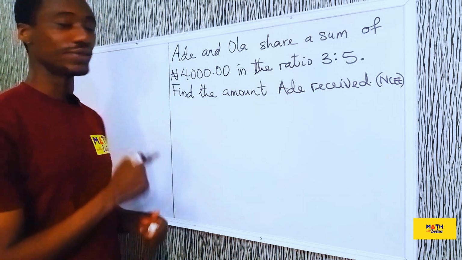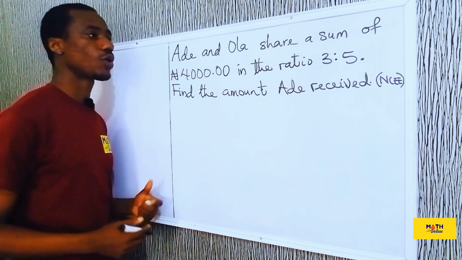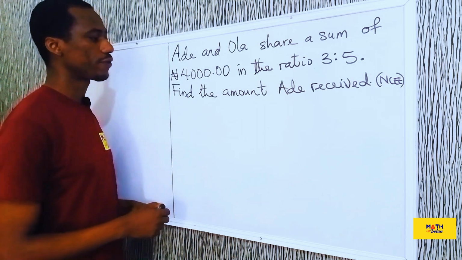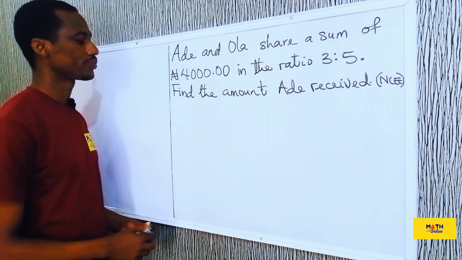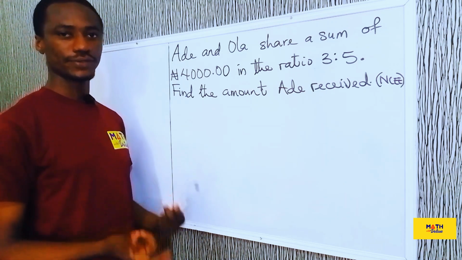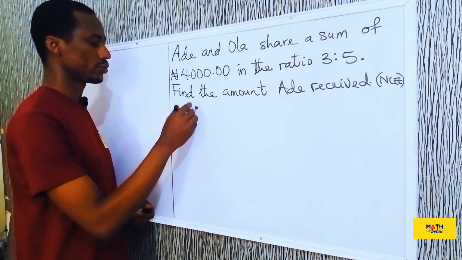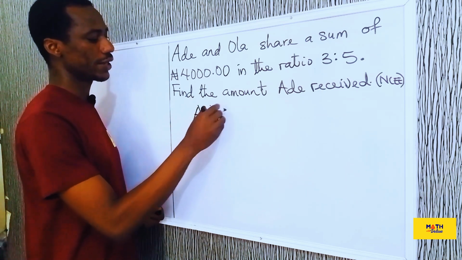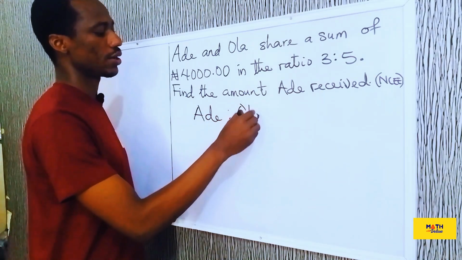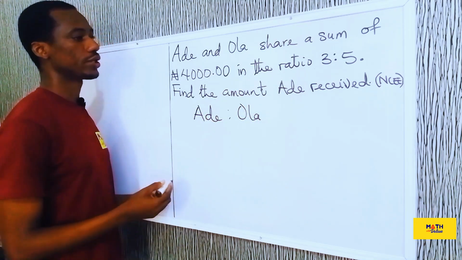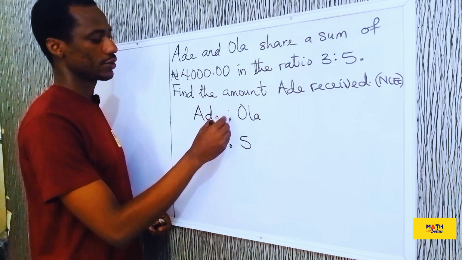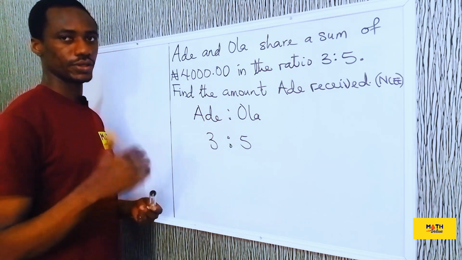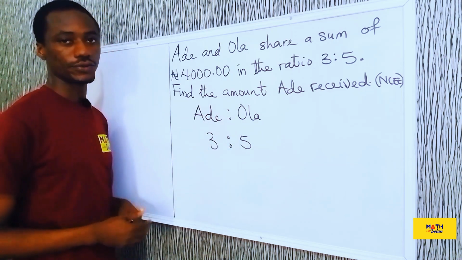Alright, so let's tackle this question. Ade and Ola share a sum of 4,000 naira in the ratio 3:5. Find the amount Ade received, okay? So we have two guys, Ade and Ola, and they share this in the ratio 3:5, right?